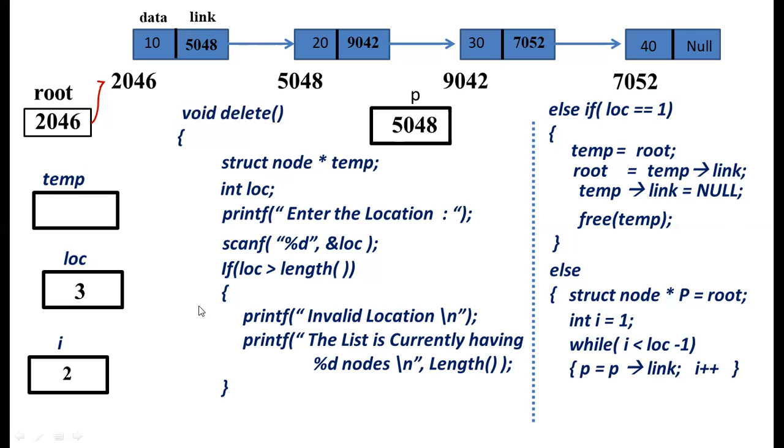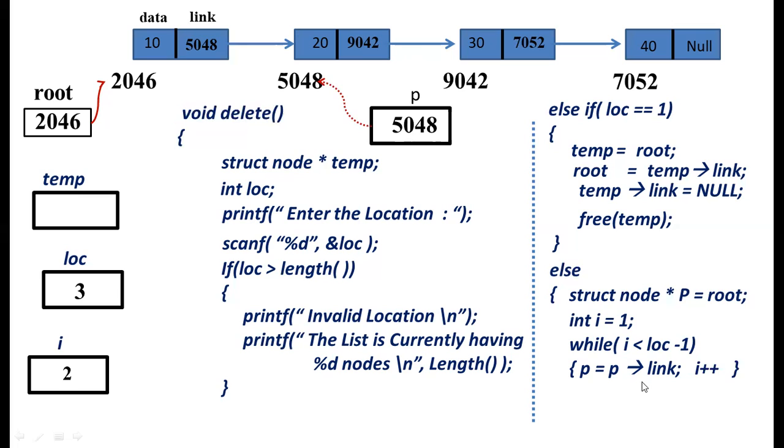Now again, we are checking the while loop. So 2 less than location minus 1, that is 3 minus 1, 2 less than 2. The condition is false. That is, the condition fails. The reason is p is already pointing to this particular node. So here p is pointing to this node. So now we have to come out of this while loop.